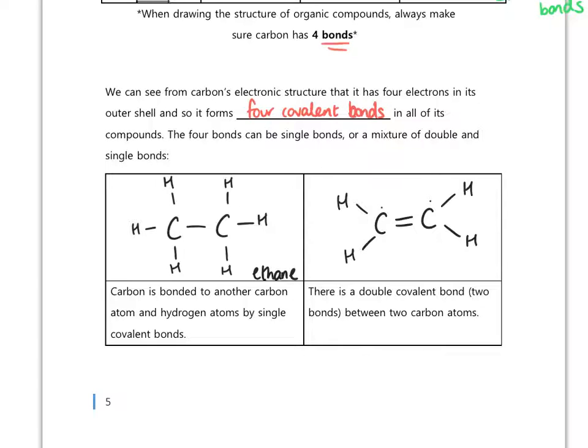So here you can see there's a mixture of double and single bonds. There's a double bond between our carbon atoms, but there's single bonds between the carbon and the hydrogen atoms. This is called ethene because of that double bond between the 2 carbon atoms, which I'll go over in red here. That's ethene, and it's a molecule called an alkene. So from this page, really what you want to take away is that essentially carbon has 4 electrons in its outer shell, so it forms 4 covalent bonds in all of its organic compounds, and that can be single bonds, which count for 1 bond obviously, or double bonds, which count for 2.